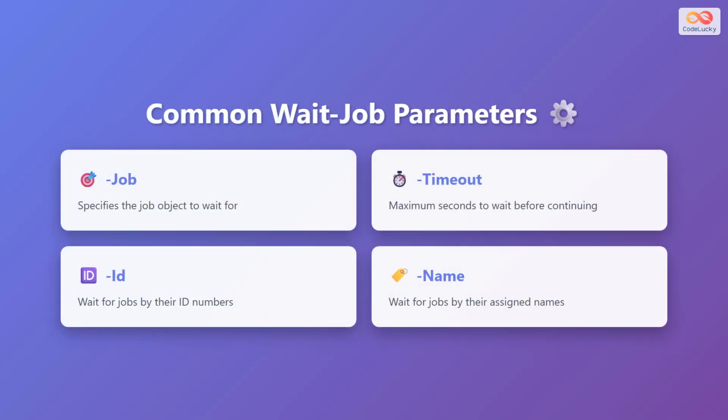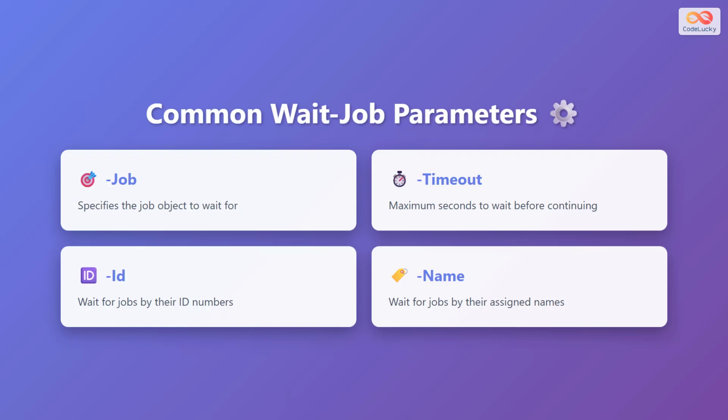Wait Job offers several parameters for different scenarios. The job parameter accepts a job object and tells Wait Job which specific job to wait for. The timeout parameter is measured in seconds and sets a maximum wait time. If the job doesn't complete within this time frame, Wait Job stops waiting and your script continues.